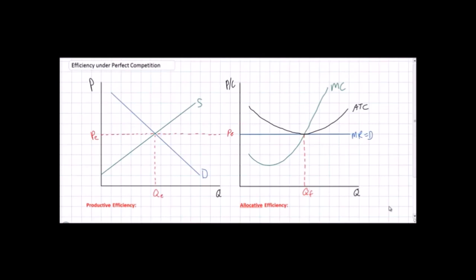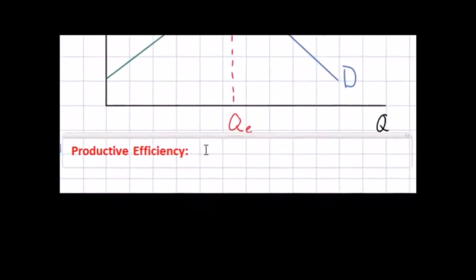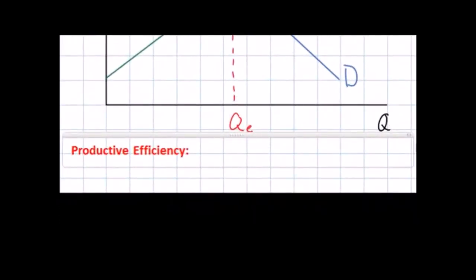So let's begin with the easier type of efficiency to understand. Let's look at productive efficiency and come up with a clear definition of what it means to be productively efficient. Productive efficiency refers to the use of resources in the production of goods and services.